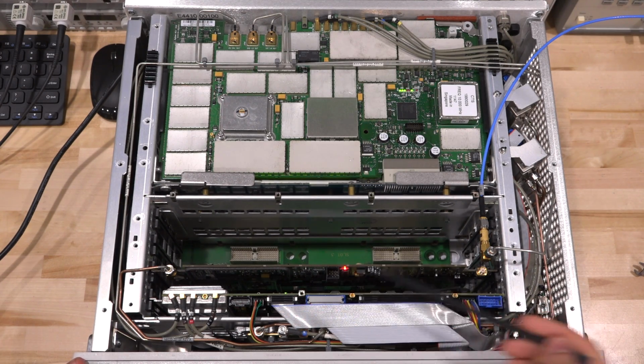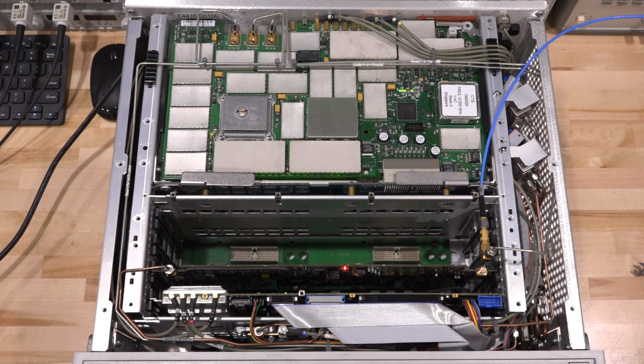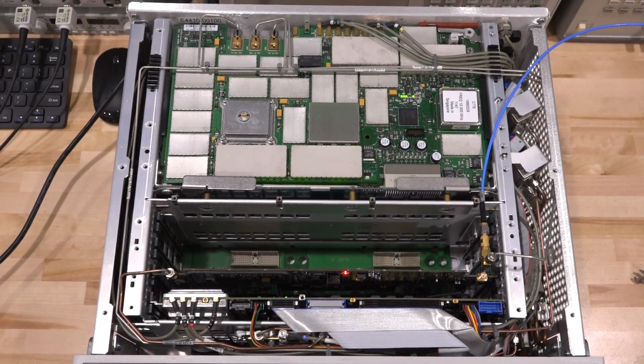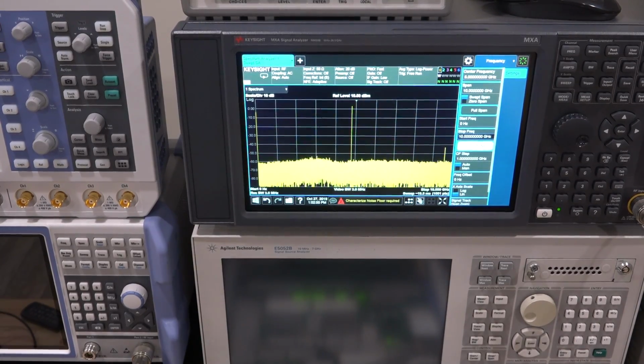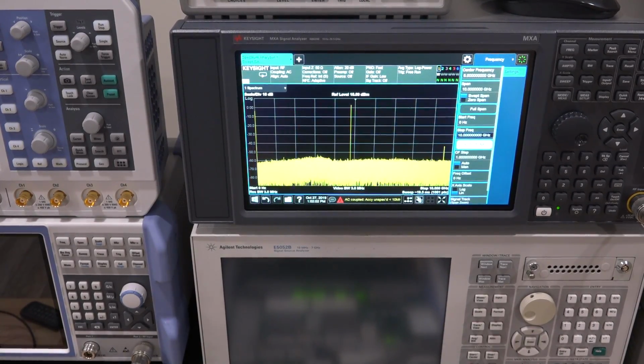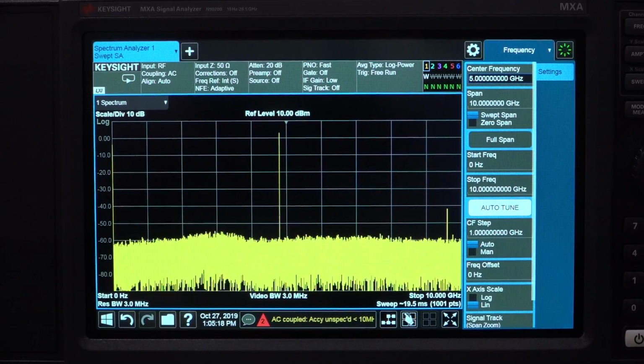There you go, it's booting up. It's running Windows XP. So let's see what it looks like on the spectrum analyzer. I already see a signal, so it's actually not a bad sign. Looks like there's already something there, but of course we have to look at it close by after this instrument is completely booted. Okay, let's see how good this signal actually is.